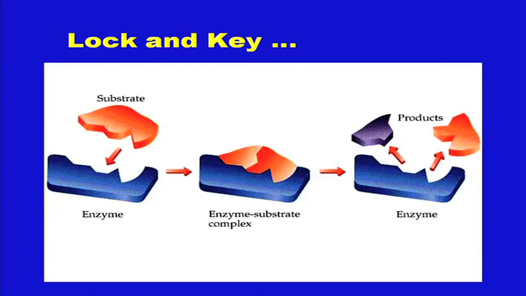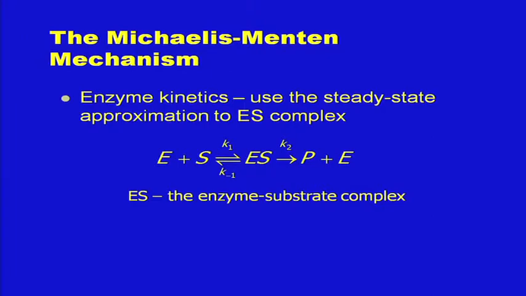So, this represents some kind of lock and key picture. But nowadays this lock and key picture is no longer that popular. Nowadays the Michaelis-Menten mechanism is thought to be the right mechanism. In enzyme kinetics, it is the building block of our understanding. So, what is that?